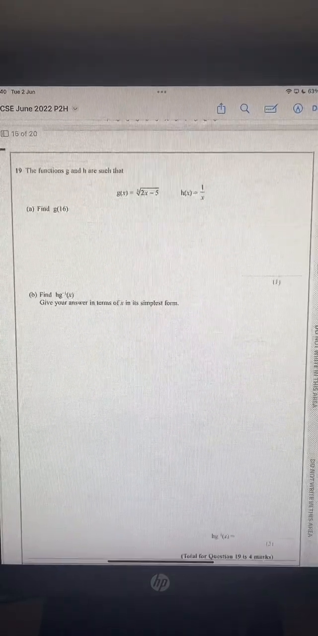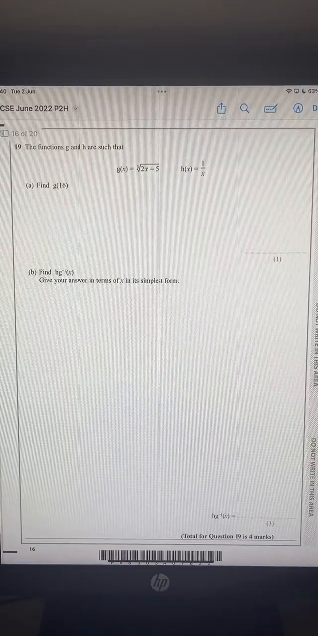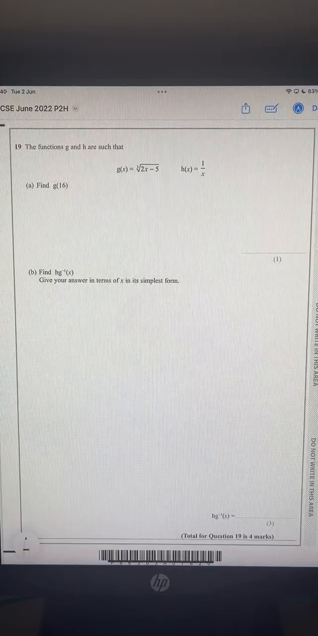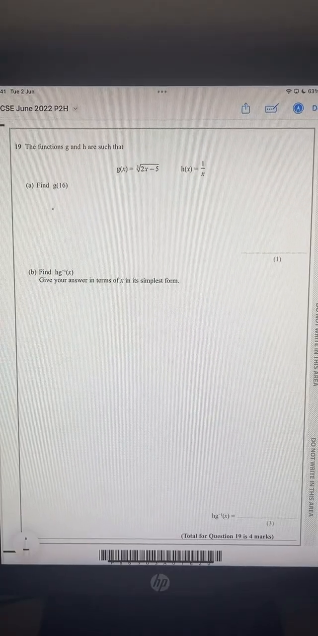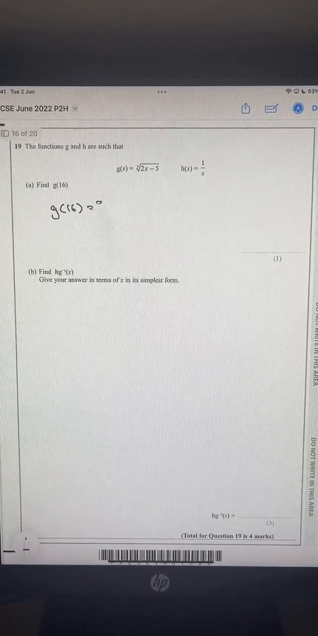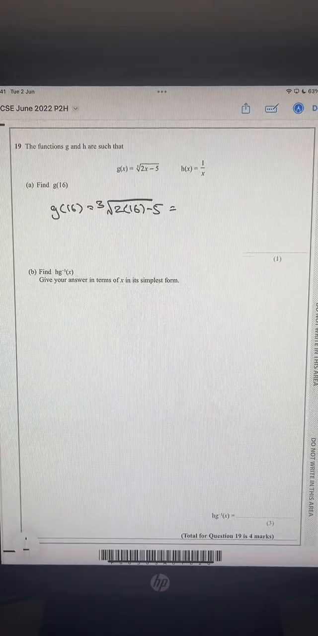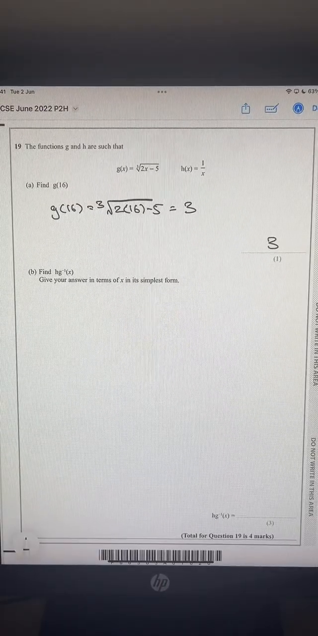Moving on swiftly to question 19. Question 19, functions. So this part A is a free mark. This is Edexcel. So g of 16, literally just plug it in, equals cube root of 2 times 16 minus 5. Put that into your calculator, you get 3. 1 mark in the bag, move on.